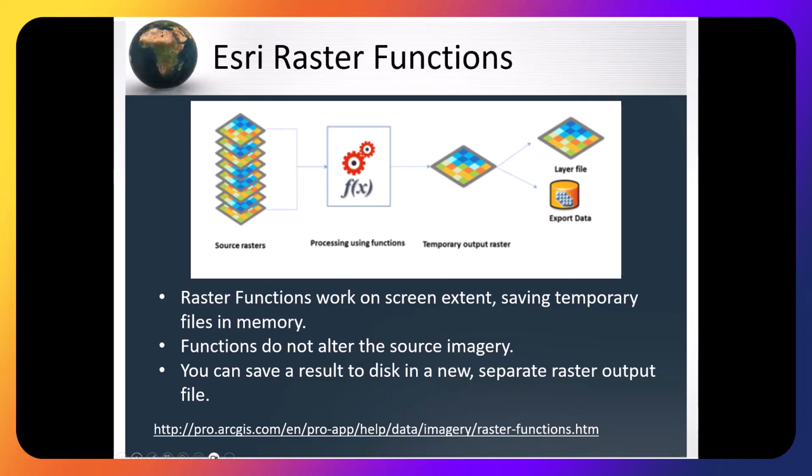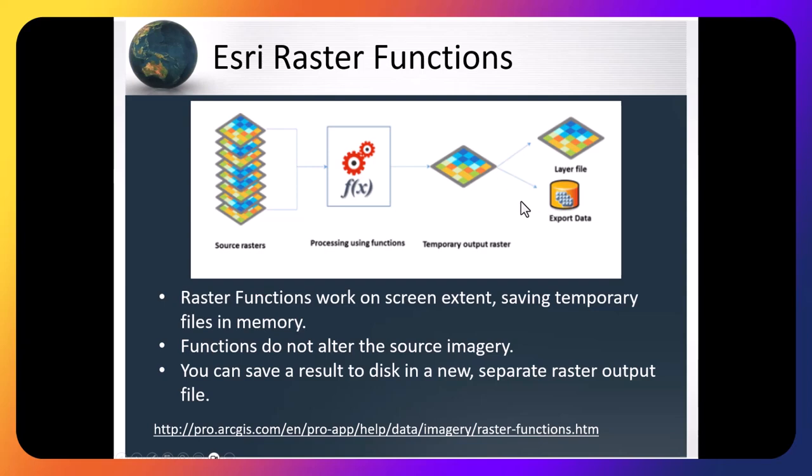Esri in ArcGIS Pro provides a wide and growing variety of raster functions. Here in this cartoon, the raster functions are shown as this kind of gear set, right? Function of X. And X is coming from the source rasters. These might be 1, 2, 3, 4, 5, 6, 7, 8 bands of Landsat imagery, for example. They're being routed into a function, and then the function generates temporary output layers, and those can be used as layer files in your map. Those can also be exported into your geodatabase.